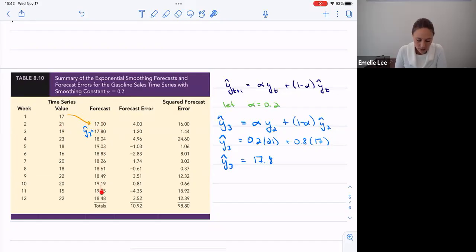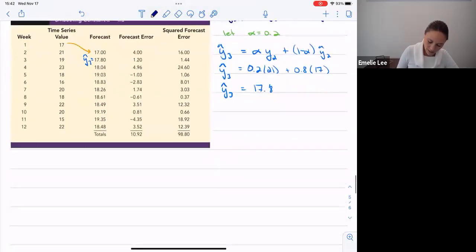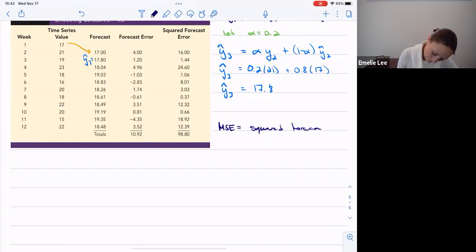Okay. And so then you would have your forecast, which means that you have some forecast error. And then we can find the mean squared forecast error, right? Because if we have the squared forecast errors, the mean squared error is the sum of the squared forecast errors divided by n minus k, which in this case is 98.80 divided by 11.